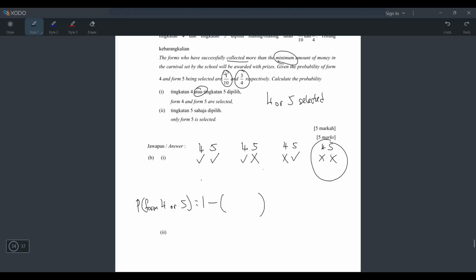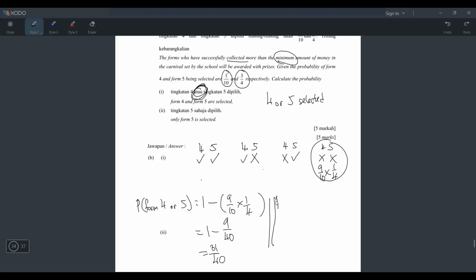The probability that from 4 is selected is 1 over 10, so not selected is 9 over 10, times 3 over 4 is the probability that from 5 is selected, so not selected will be 1 over 4. If you don't know how to get this, just take 1 minus this. Then it will be 9 over 10 times 1 over 4. Put it inside here, so it will be 1 minus 9 over 40, which is 31 over 40. This is if I use the BM version, with atau.